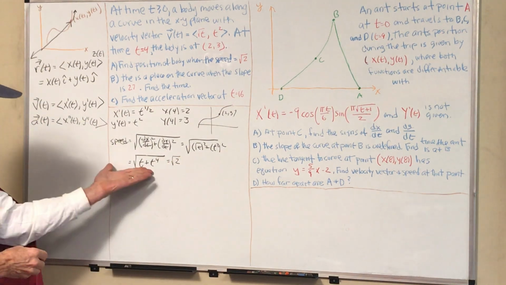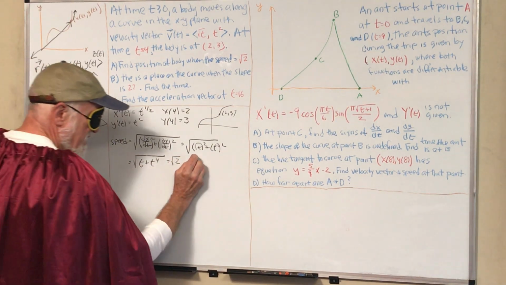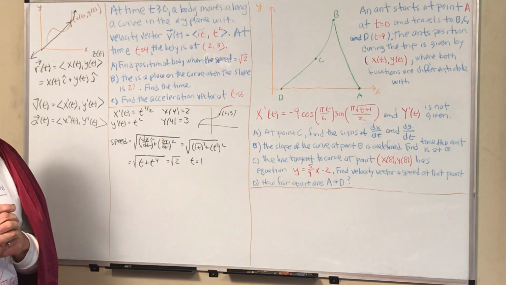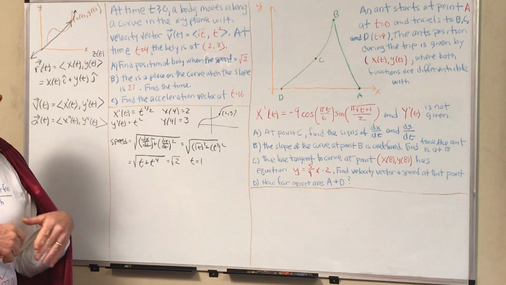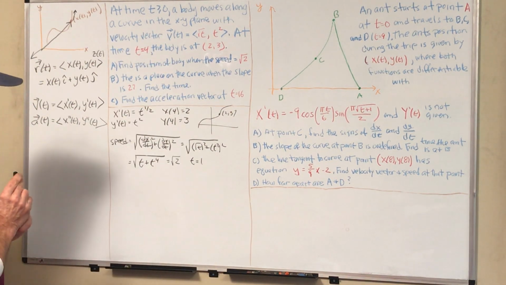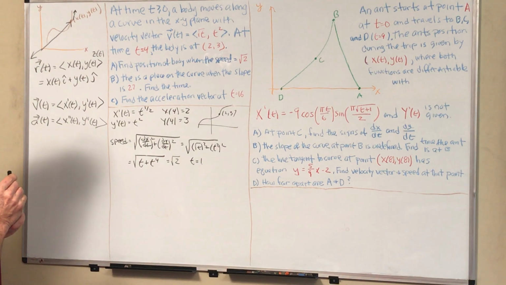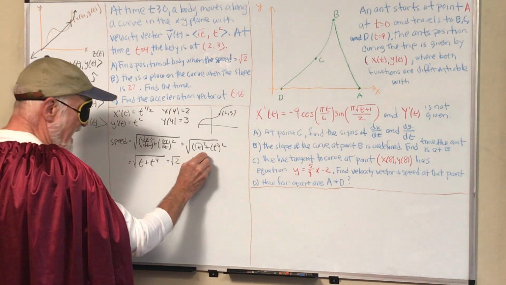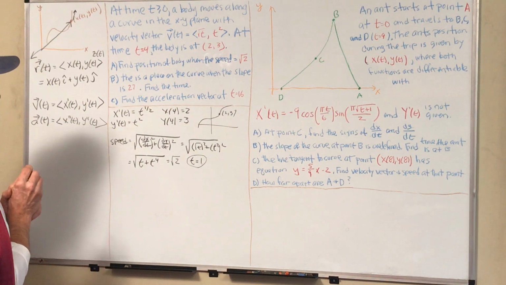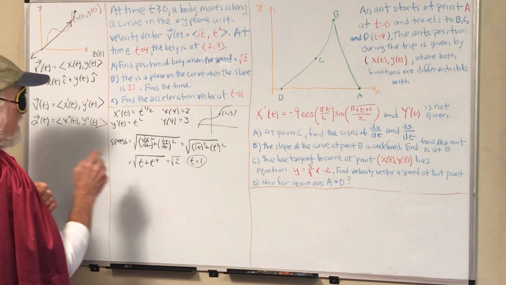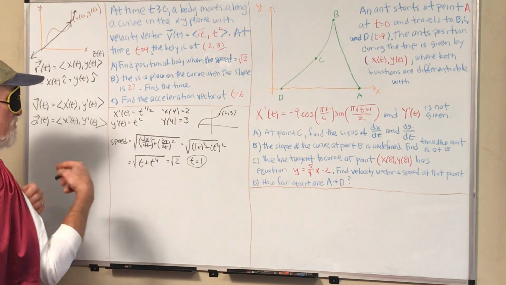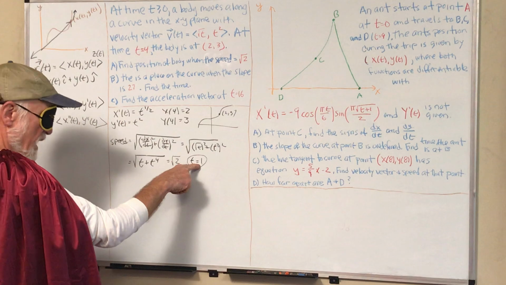Well, just by inspection, you can see that that happens at t equals 1. There will be another place when t is negative, but we're talking about t greater than or equal to 0. So now we found the time. We still have to find the position at that time. So what do we know? We know the position at time 4, and we're trying to find the position at time 1.